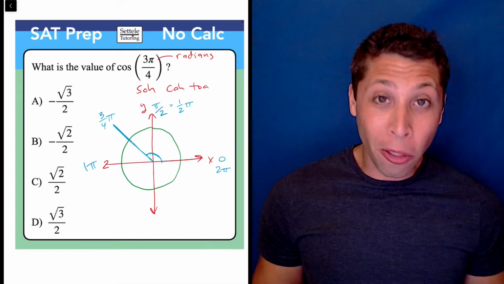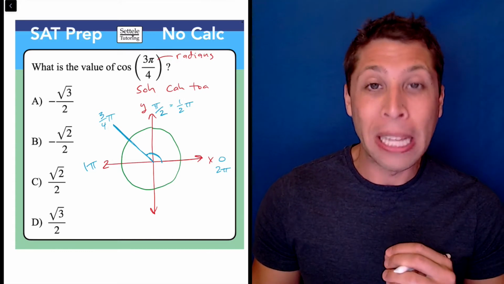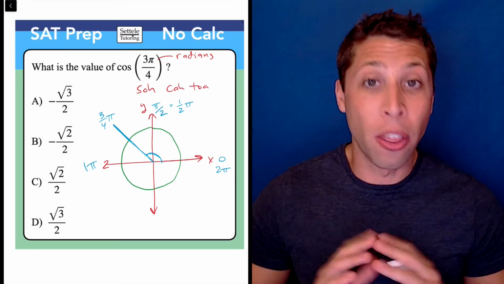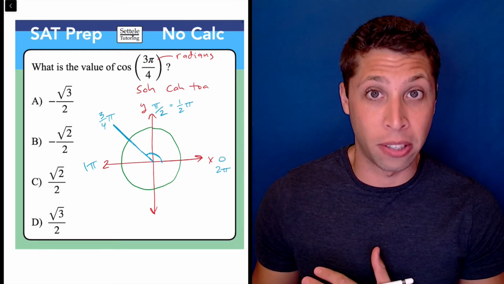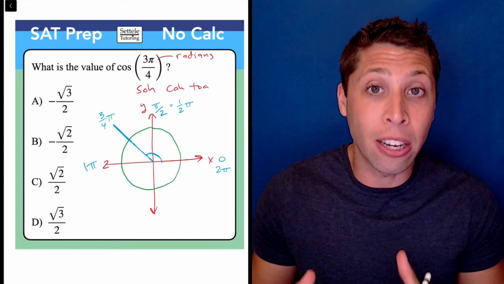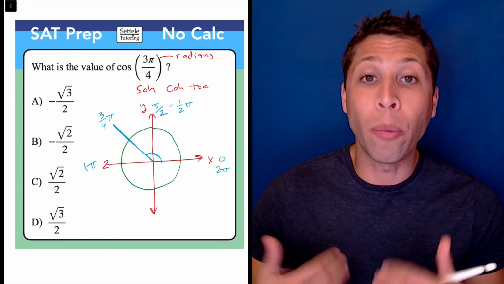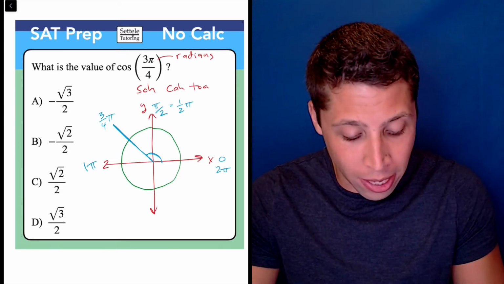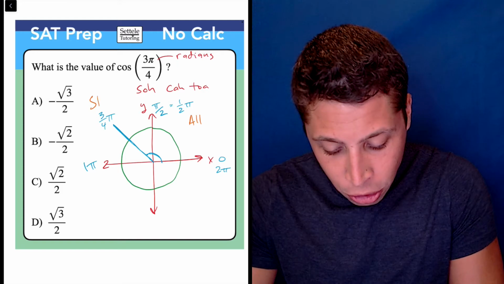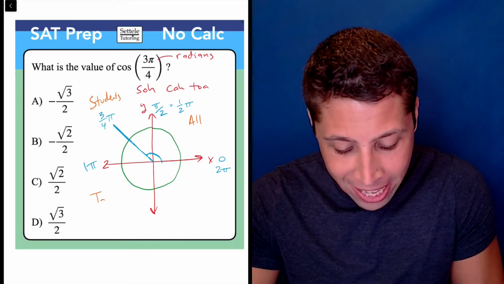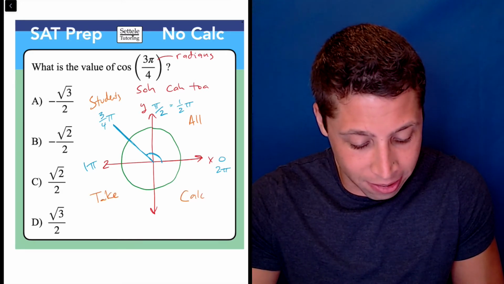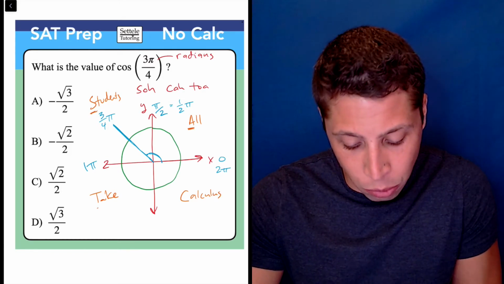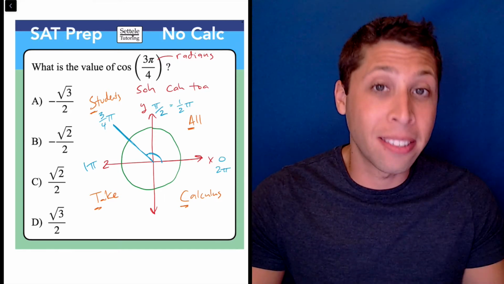Now, of all the quadrants, there are going to be little patterns that repeat themselves about sine, cosine, and tangent and what is positive and negative. So the first step should be, let's eliminate half these choices because we should know whether this angle is going to be positive or negative when we take the cosine of it, okay? The mnemonic device that I learned in school is all students take calculus, okay? It's just a little mnemonic device, and the first letter of each of these words tells me what's positive in each of the quadrants.